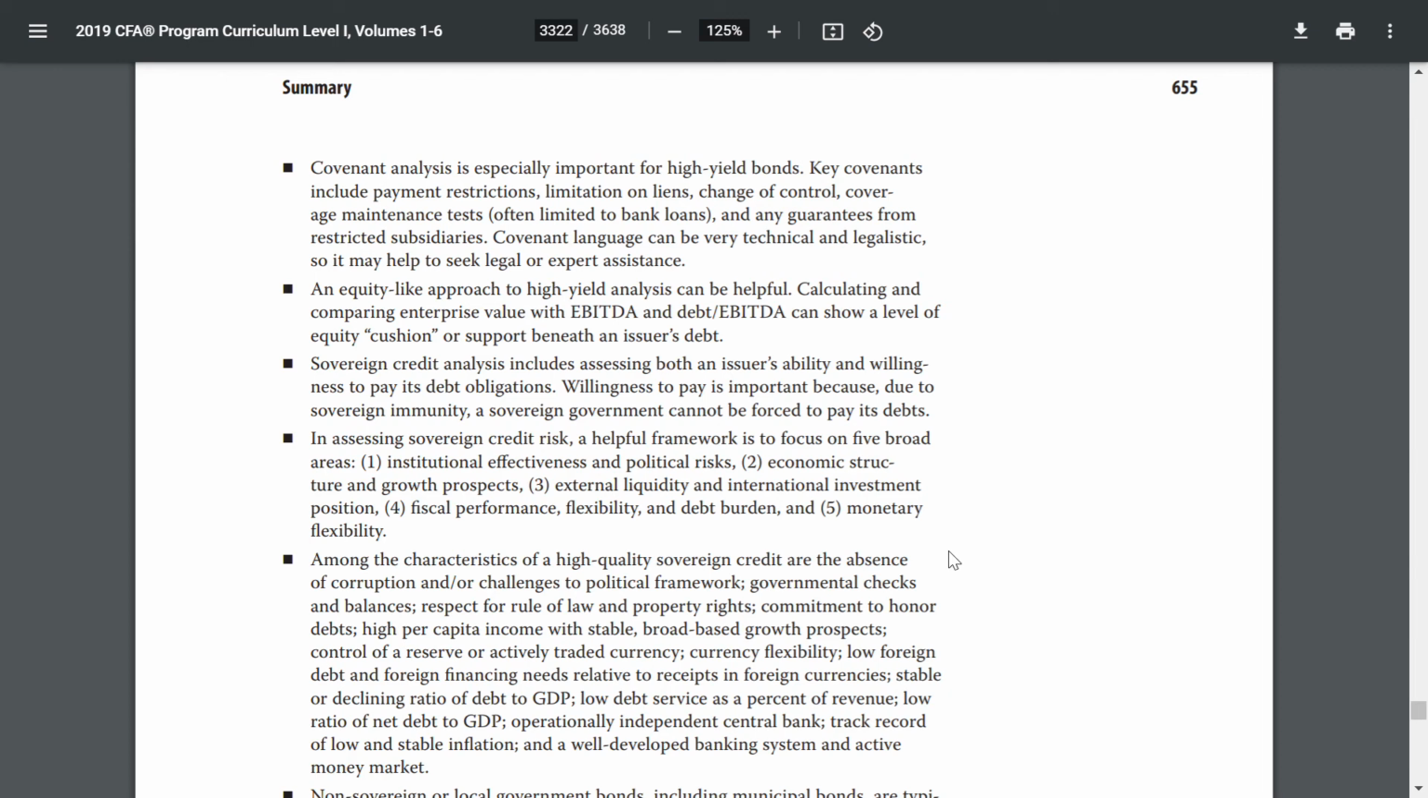An equity-like approach to high-yield analysis can be helpful. Calculating and comparing enterprise values with EBITDA and debt over EBITDA can show a level of equity cushion or support beneath an issuer's debt. Sovereign credit analysis includes assessing both an issuer's ability and willingness to pay its debt obligations. Willingness to pay is important because, due to sovereign immunity, a sovereign government cannot be forced to pay its debt.